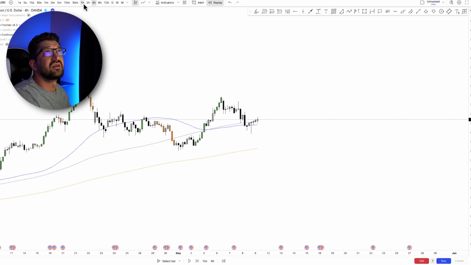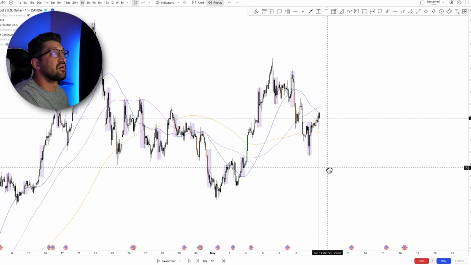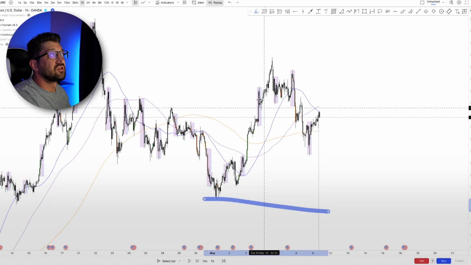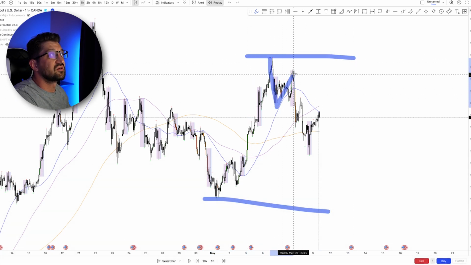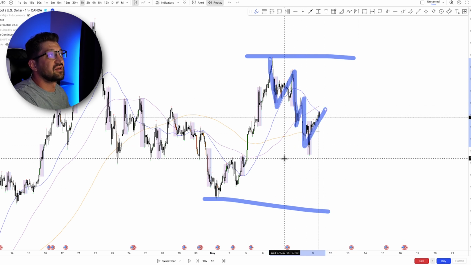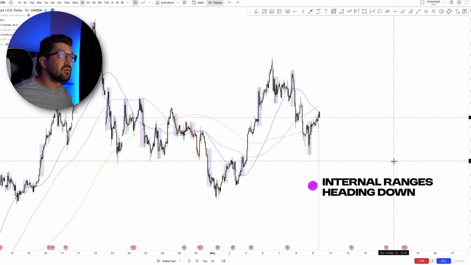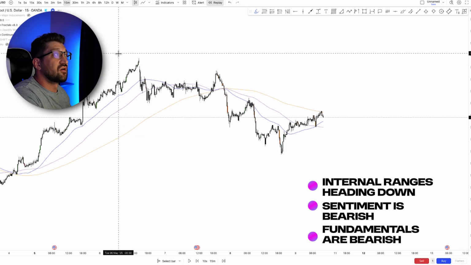If we check the 4-hour and the 1-hour, you can now see our internal ranges are heading down, which I will explain to you guys in the next videos when we get into technicals. So push, down, push, down, push. What's the next expectation? This low to go. So we have internal ranges heading down. Sentiment is bearish, fundamentals are bearish.